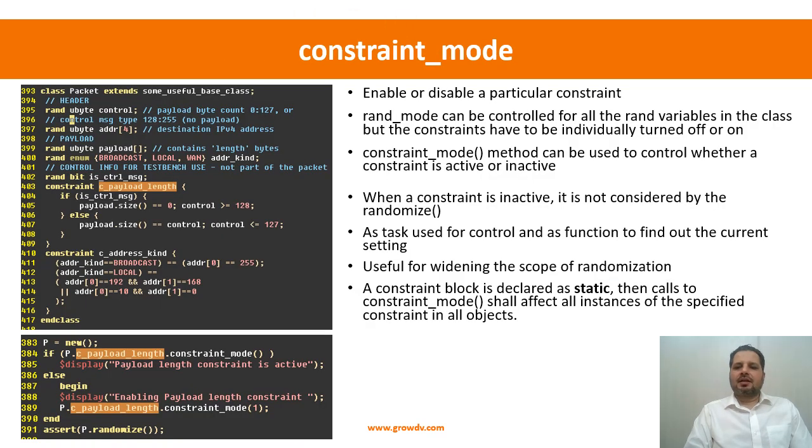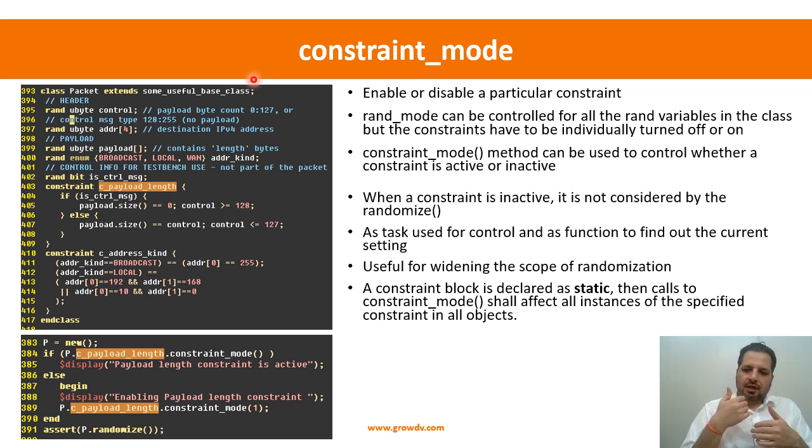So we looked at the rand mode, which we were using to turn on or off the effects of randomize on the individual properties of the class. Now we look into the constraint mode. Okay, so constraint mode can be used to turn on or off a constraint. So if I contrast that with the rand mode, the rand mode was turning off the effects of randomization on a particular variable, but it wasn't turning off the constraint.